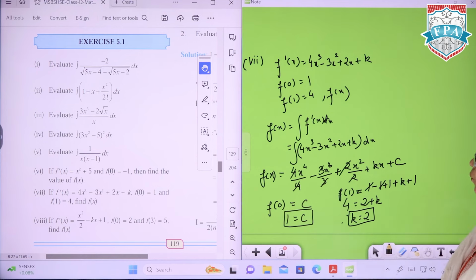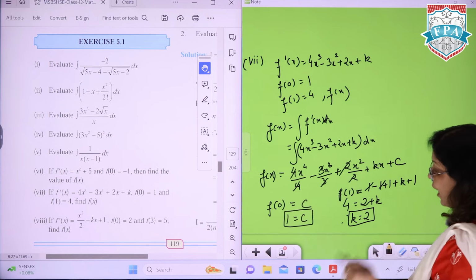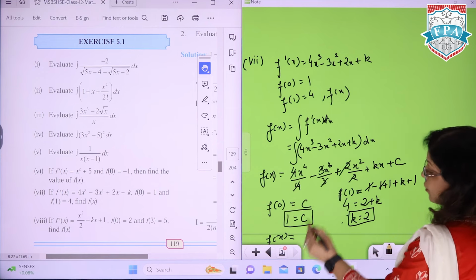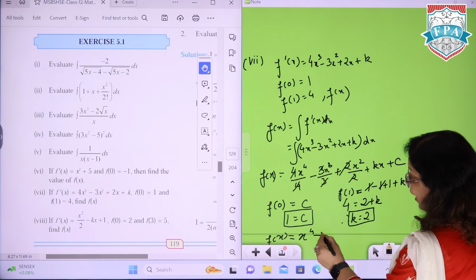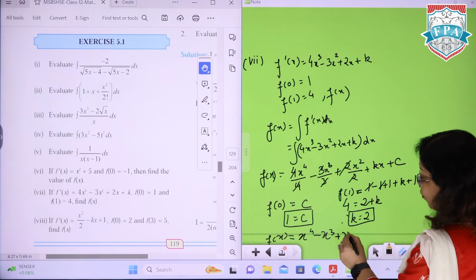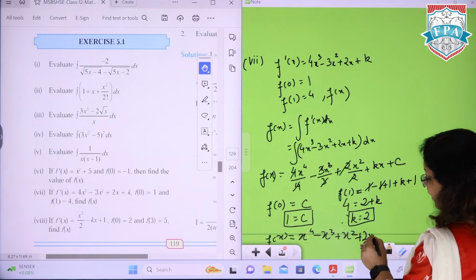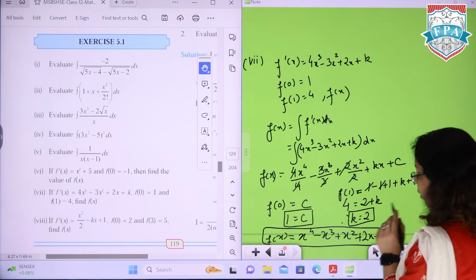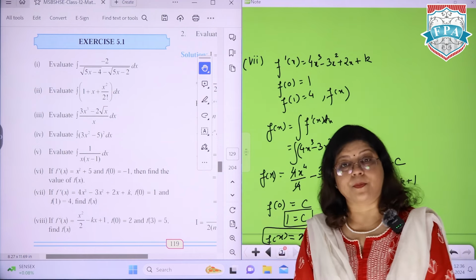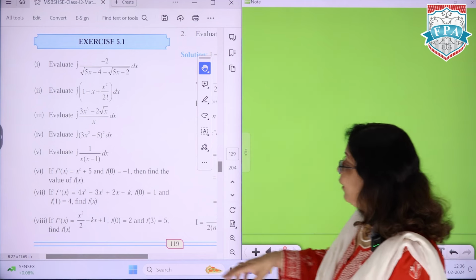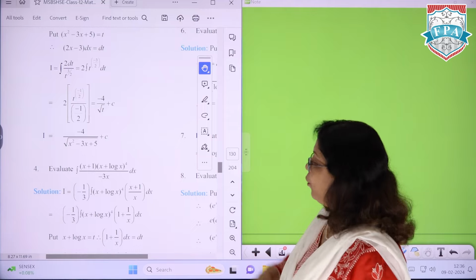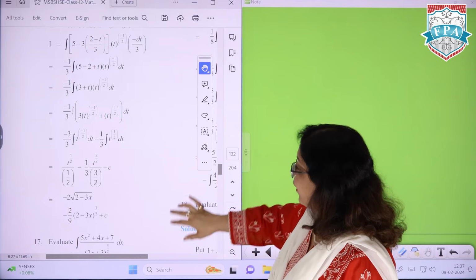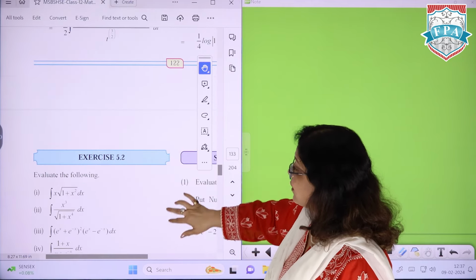Now once you get the value of k and c, fx can be finally written as x to the power of 4 minus x cube plus x square plus 2x plus 1. So this is your final statement, taking care of all the missing variables also. After this, we are moving to another kind of questions where substitution will come into the picture. So it is the second exercise which we are going to see, and substituting the things.